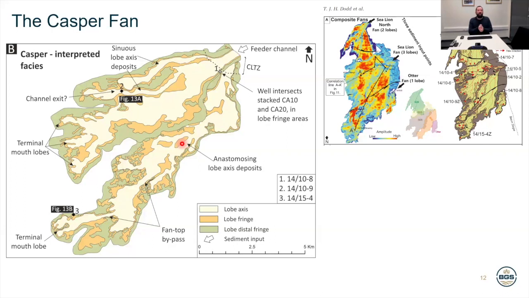So lobe axis, lobe fringe, and lobe distal fringe, interpreting those architectures on that basis. And then most important of all, we've got some core from some of these architectures. The first example, the core is from this well in here.